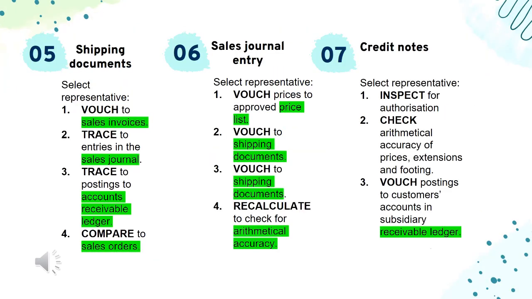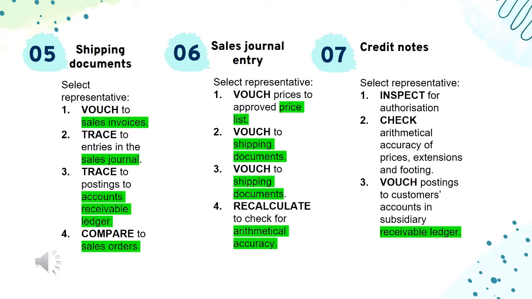Number 5, there will be shipping documents. We need to audit, which we can select representatives from those 4, which is vouch to sales invoices, trace to entries in the sales journal, trace to posting to account receivable ledger, and compare to sales orders.